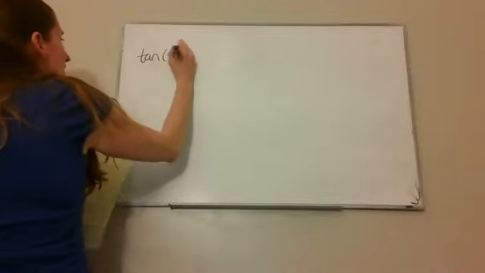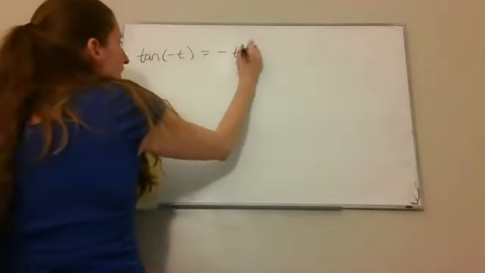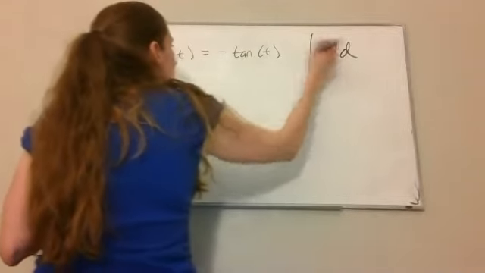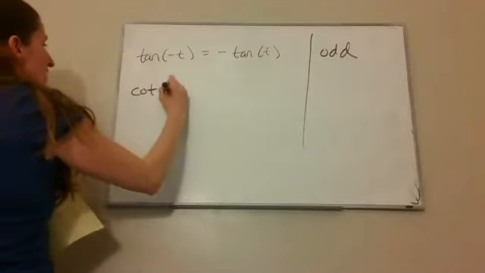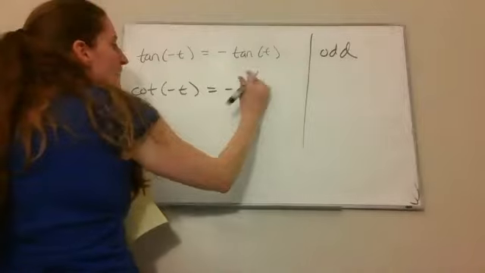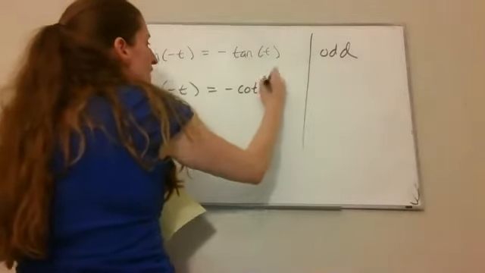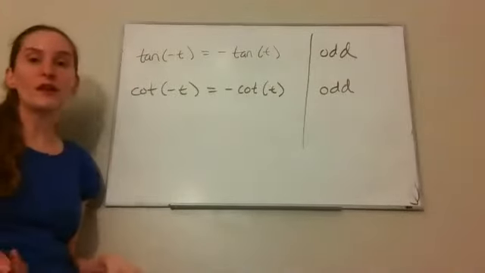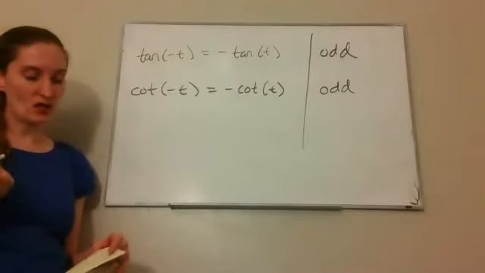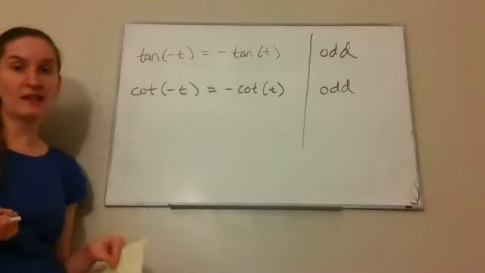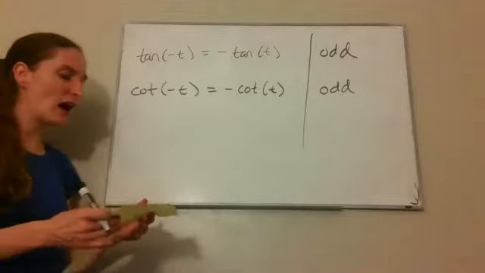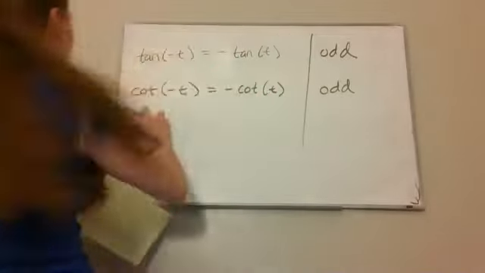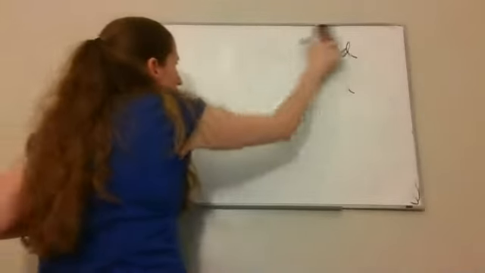Tangent of negative t is negative tangent of t. That's odd. And cotangent of negative t is negative cotangent of t. That is also odd. So of our 6 trig functions, 4 of them are odd and 2 of them are even. It's only cosine and secant that are even. The rest of them are odd. Now we can use those properties to simplify and evaluate different things involving our trig functions.